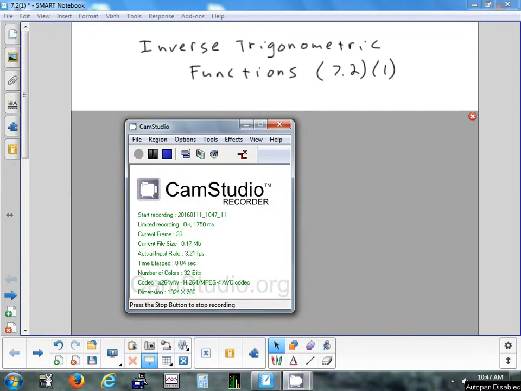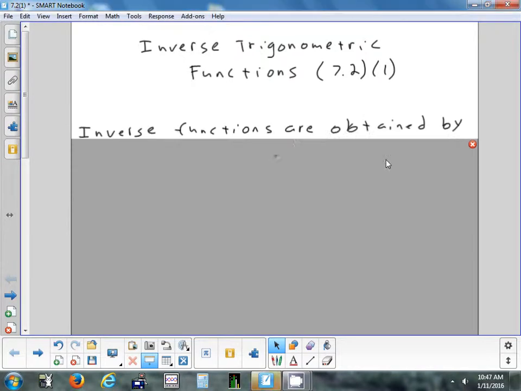For anything that we do in math, there's always a way to undo it somehow. Like if you square something, the inverse of that is square root. If you add, the inverse of that is subtract. There's always an operation you can use to cancel. And that's what we're going to look at with inverse trig.